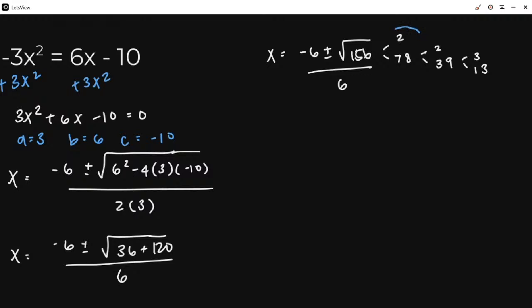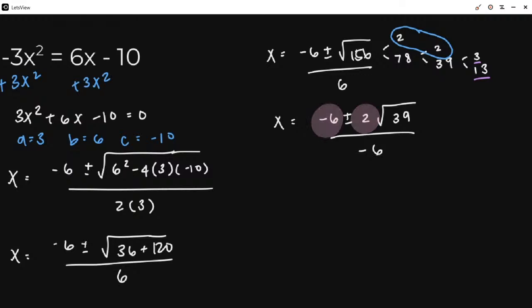So we have this pair of 2's here, so those will come out of the square root. And the 3 and the 13 are going to stay on the inside. So we're going to multiply that. So that will be 39 over negative 6.